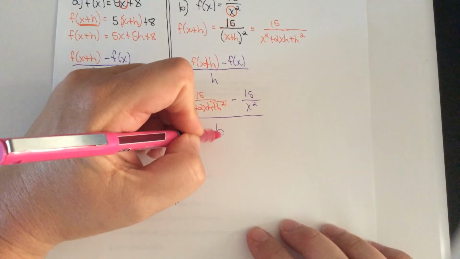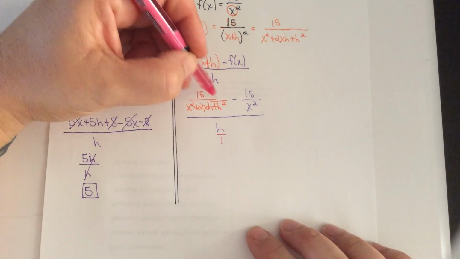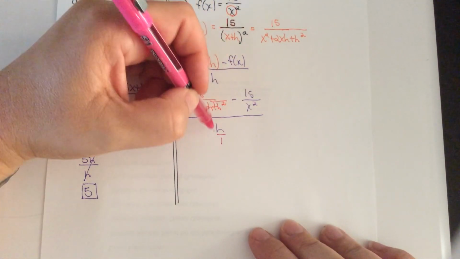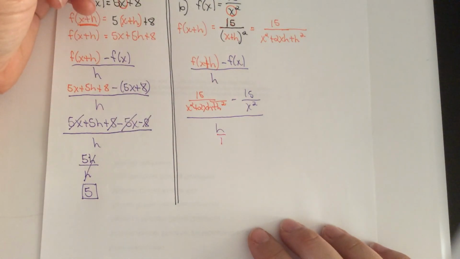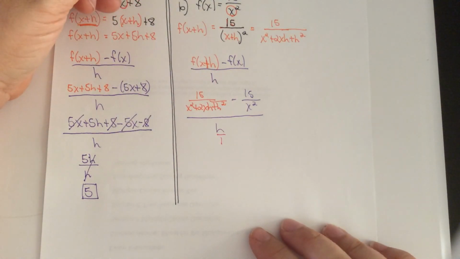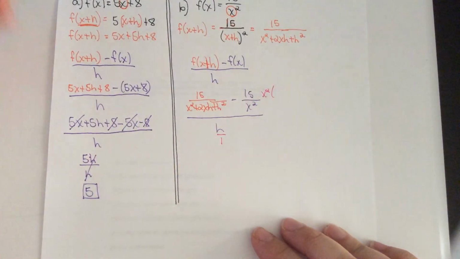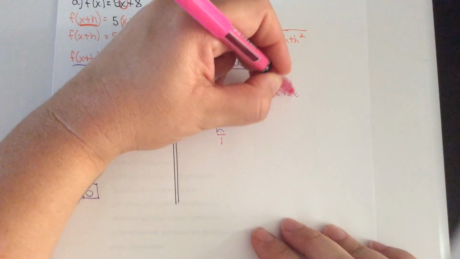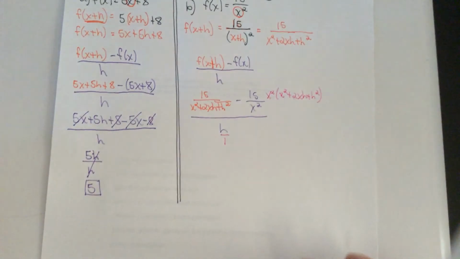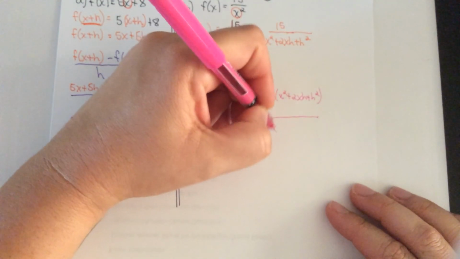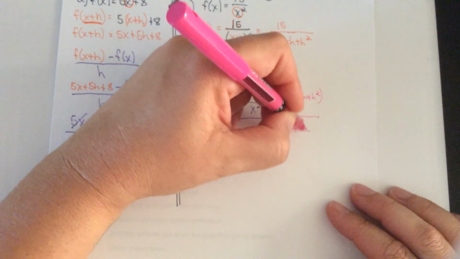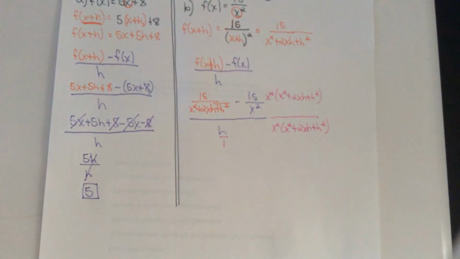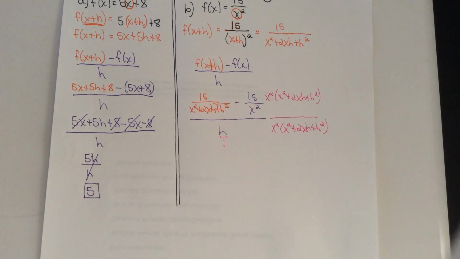I want you to look at all of the fractions within the fraction. So I've got this orange guy, I've got this purple guy, and I've got this purple and pink guy. What is the least common denominator of those three fractions? I need an x squared and an x squared plus 2xh plus h squared. Okay, I'm going to multiply top and bottom by the LCD. I don't need to write the 1 because that's just wasting my ink. I'm going to multiply the top and bottom of the big fraction by the LCD.